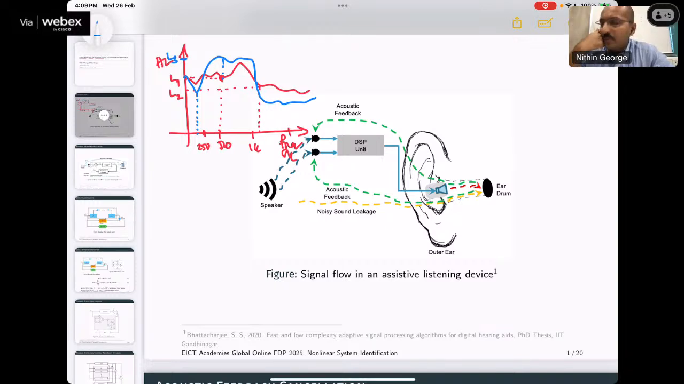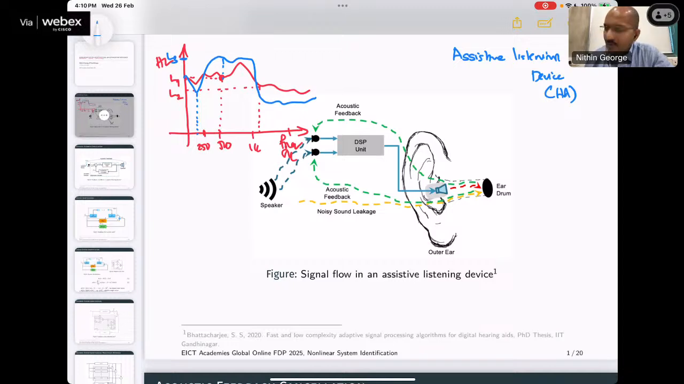The solution to the problem is not to ask the other person who is speaking to you to speak louder. That is not a solution to the problem. The solution to the problem is what is called a hearing aid or an assistive listening device. Or a hearing aid. Okay.